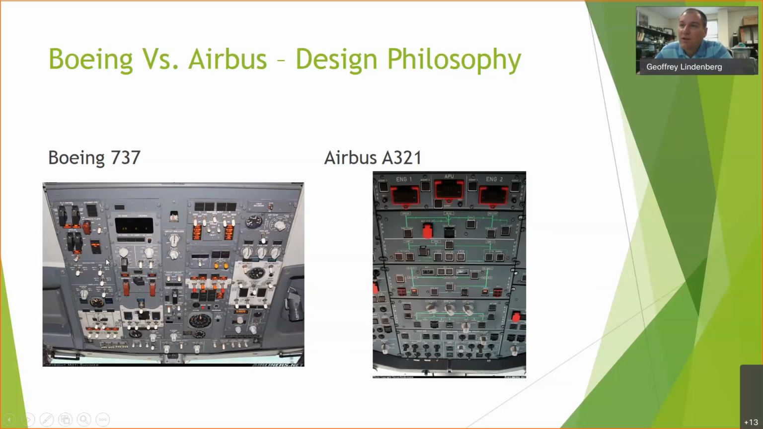These are laid out where you have hydraulics, fuel, electrical, air conditioning kind of in rows, and then everything that ties to engine 1 is on the left here, everything that ties to engine 2 is on the right, and everything APU or cross feed, cross bleed controls are in the middle.